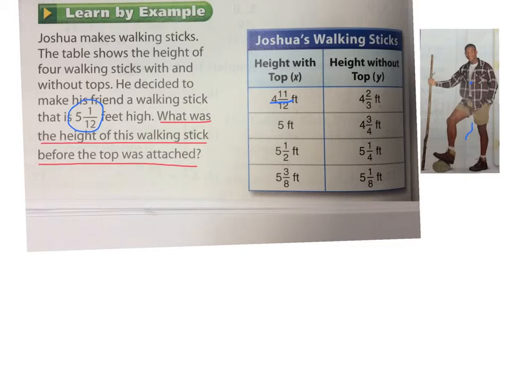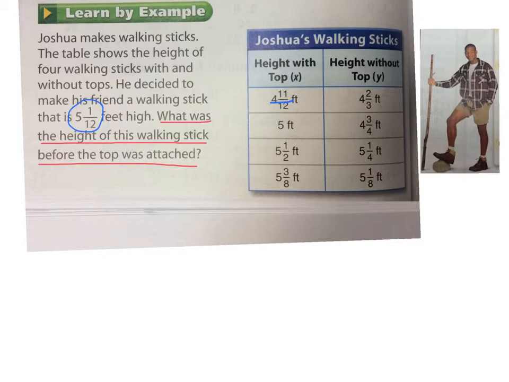Now, how could this table help us find that out? Carmel: The table shows the height with the top and then without. So all we have to do is find the difference of the heights, and then we'll find how tall the tops are, and you can subtract that from the 5 1/2. Good. Let's say that again in your own words. Bayron, what did Carmel just explain?